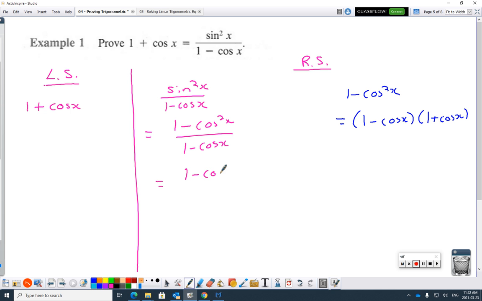1 minus cos times 1 plus cos, and then just stare at that for a minute and enjoy what's happened, because something big has happened right there. Do you see the numerator and the denominator there? There's a factor in common of 1 minus cos and 1 minus cos. So those cancel. Gone. And I'm left with just the 1 plus cos.